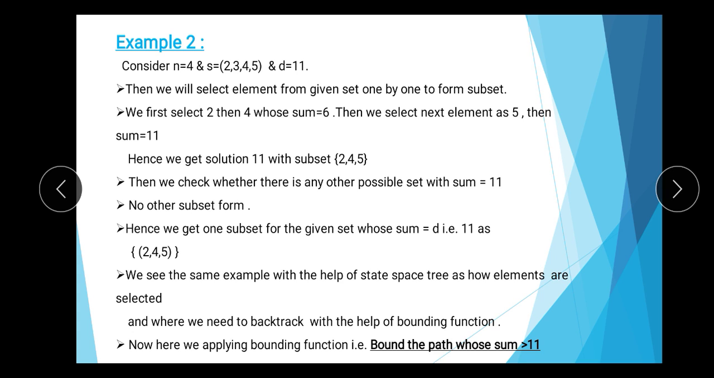Now we see the same example with the help of a state space tree, how the elements are selected with the help of branches and where we need to backtrack with the help of the bounding function. Here we are applying the bounding function to bound the path. We require the sum to be exactly 11. If the path contains a sum greater than 11 or less than 11, at that time we bound that path. We are not exploring that path further.